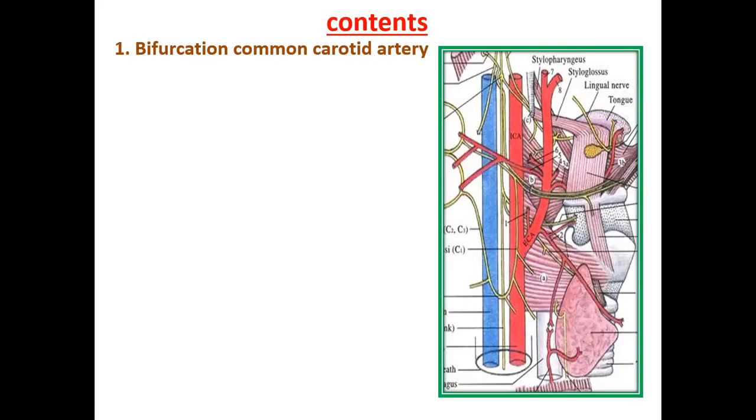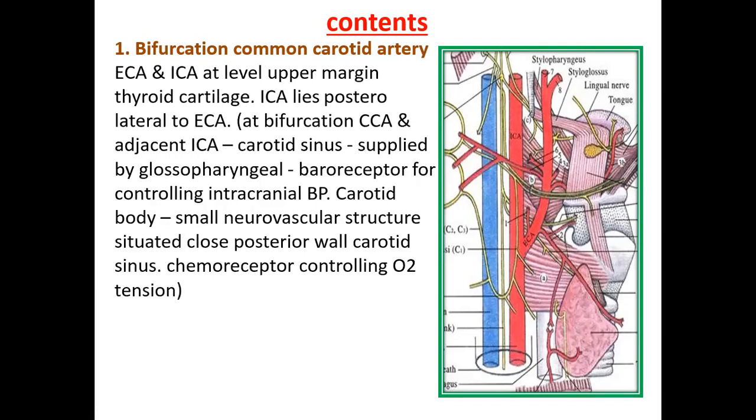There is another structure related to the bifurcation of the common carotid artery, called the carotid body. It is a small neurovascular structure situated close to the posterior wall of the carotid sinus. This carotid body acts as a chemoreceptor for controlling oxygen tension. The first content of the carotid triangle is the bifurcation of the common carotid artery. This one is the common carotid artery, which divides into the external and internal carotid artery at the level of the upper border of the thyroid cartilage.